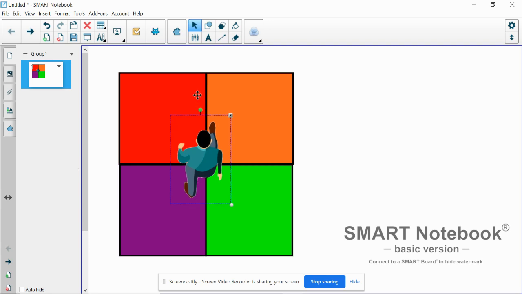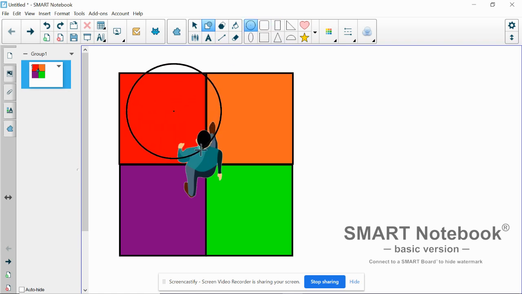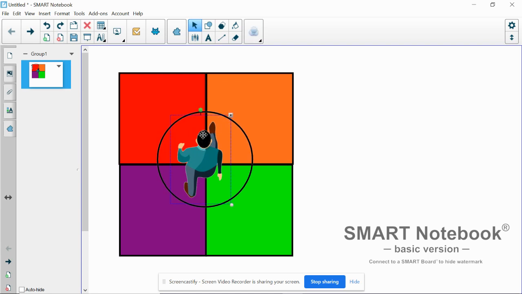Any guesses? It makes a circle. Oops. If I draw a circle, maybe I can follow it perfectly. You can see here, follow that circle all the way around. So the man there has done a full turn.